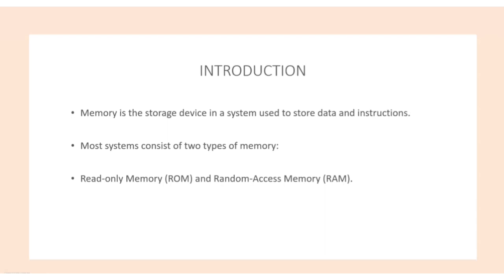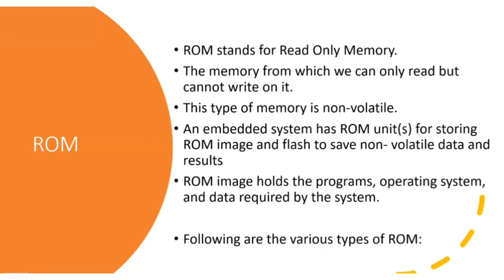Now let us see the classification of RAM and ROM. First, let us see the ROM. ROM stands for read-only memory, and this memory is used where we want to store the program. It is a space where we store the program, and it can only be read, but we cannot write to it. This memory is also non-volatile. Once we have written to it, it always stays there. So the embedded system has ROM units for storing the ROM image. We have discussed the ROM image concept in the embedded system software video.